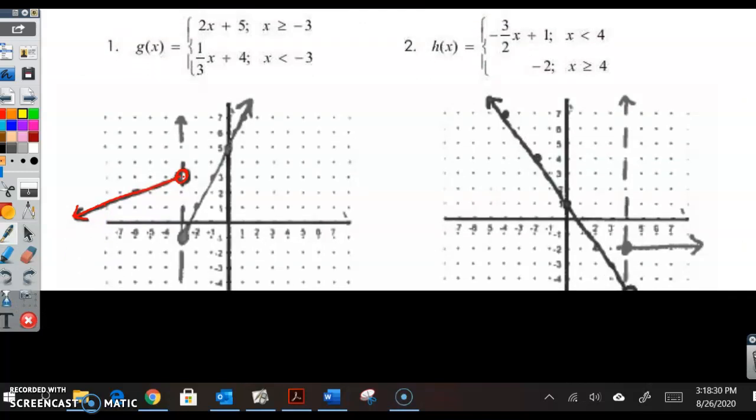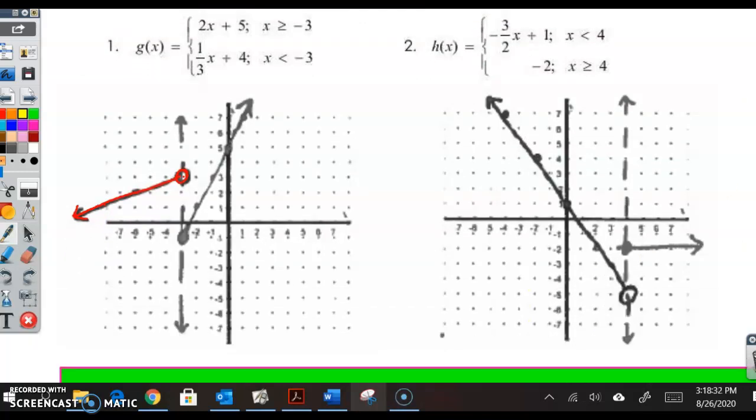And here are your answers. Here, this red line over here is for x values that are less than negative 3, not less than or equal to, which is why this is an open circle here. 1/3 x plus 4. So you would start at 4, and your slope is 1/3. So it's going to be positive. So down 1 over 3, down 1 over 3, down 1 over 3. But you don't need this part, right?